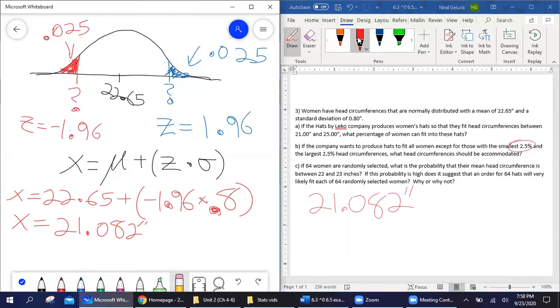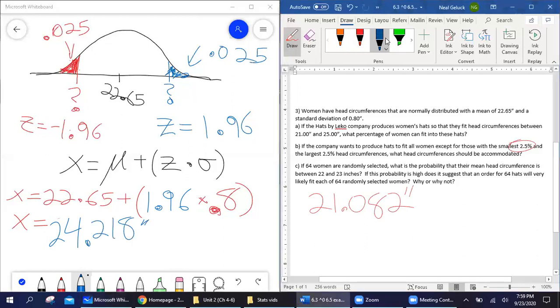For the high end, same formula, except the only thing that's going to change is that Z-score. It's going to go from negative 1.96 to positive 1.96. And if you run those numbers, you get 24.218 inches. So if they're basically going to have the middle 95% of women, that's what they would set their parameters to for their hats.